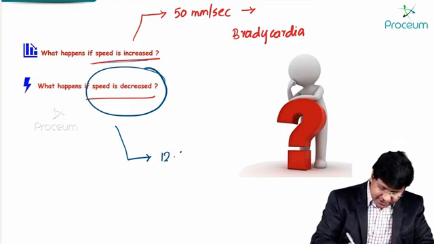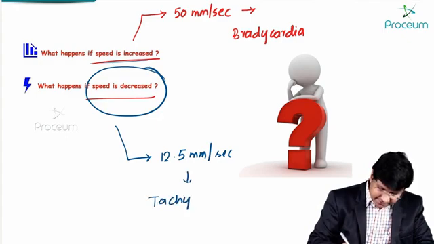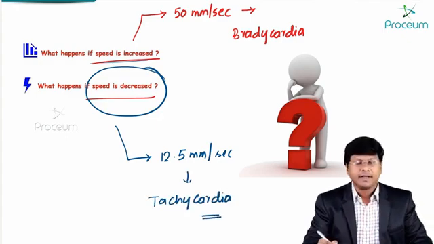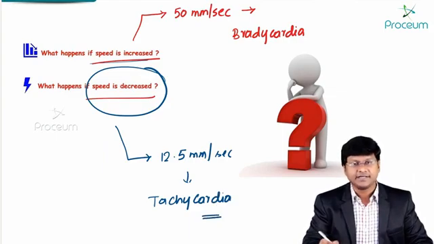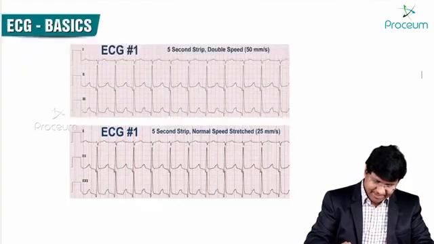Like for example, the speed is 12.5 millimeters per second. So how does it appear? It appears that the individual is having tachycardia. Let me show you the ECG also, okay? Right, you see this.